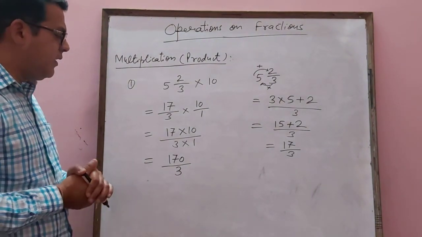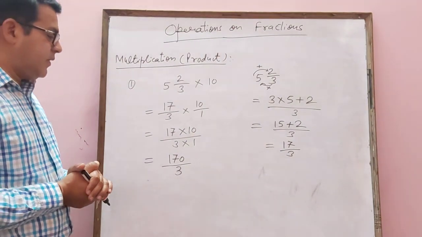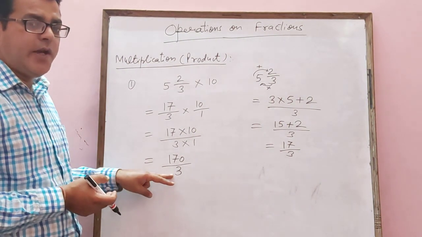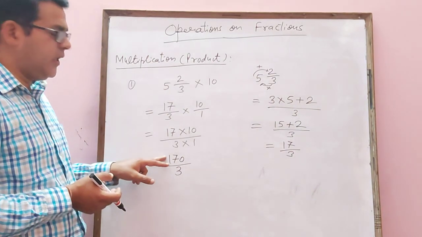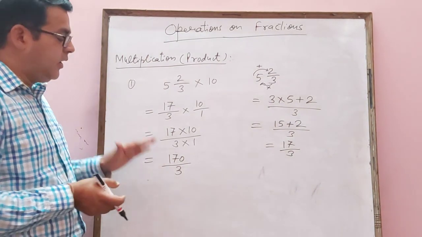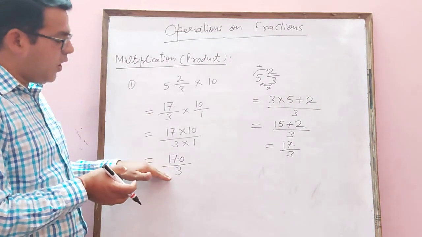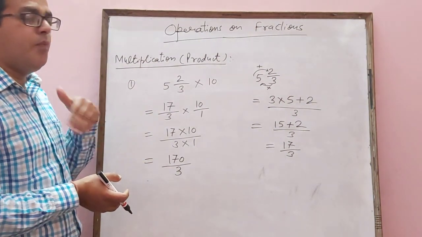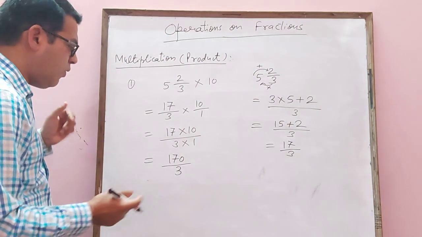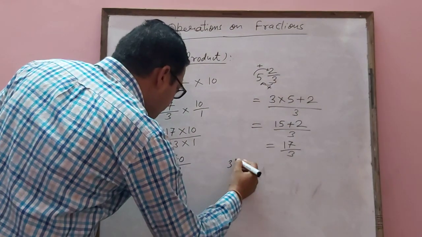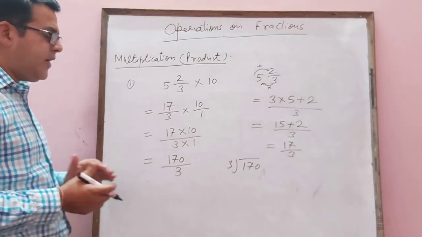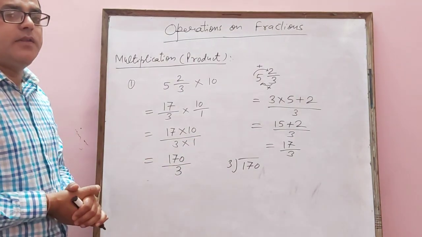This is an improper fraction, since the denominator 3 is too small compared to 170. That's why we need to convert this improper fraction into a mixed fraction. So how can we do this? We can divide 170 by 3.